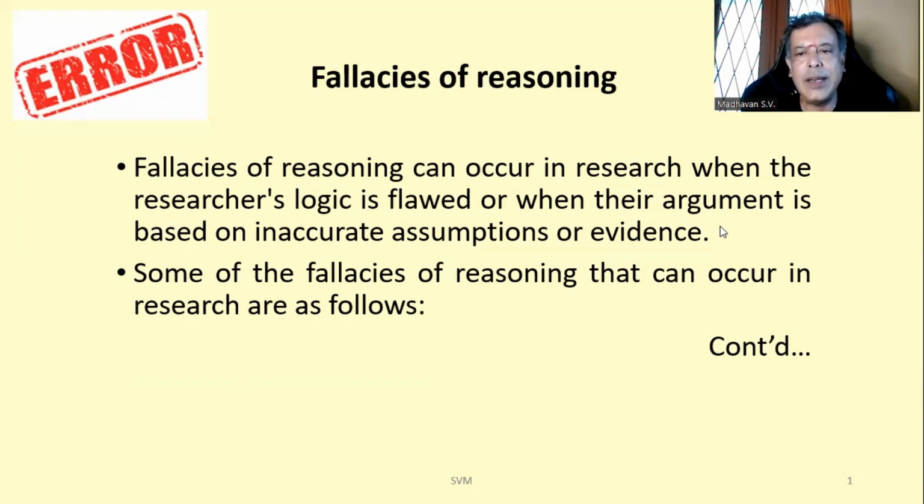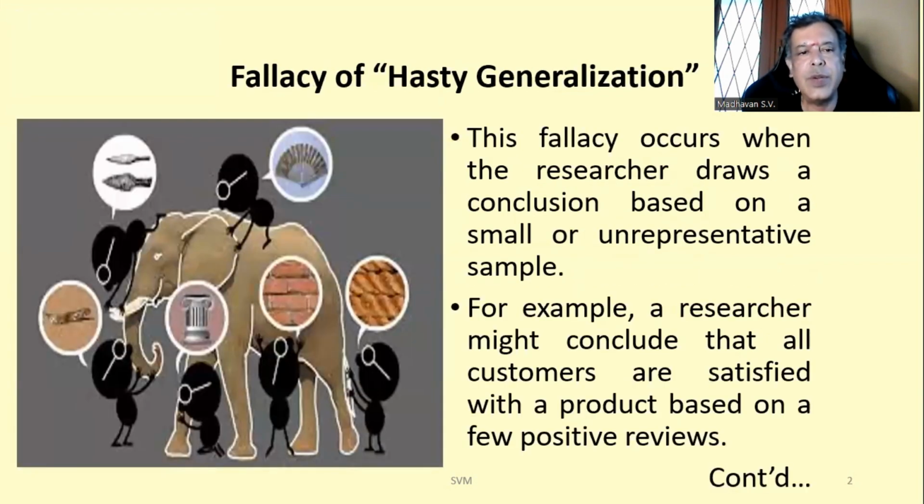So it can occur in research when the researcher's logic is flawed or when their argument is based on some inaccurate assumptions or evidence. We consider that a fallacy of reasoning has occurred. Some of the fallacies of reasoning that can occur during research are as follows. We'll see different fallacies. First one is hasty generalization.